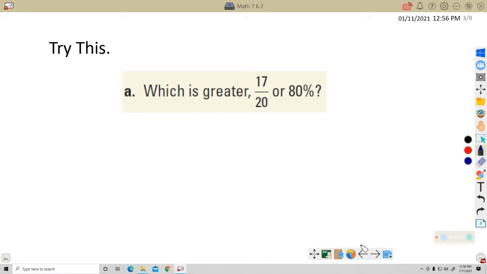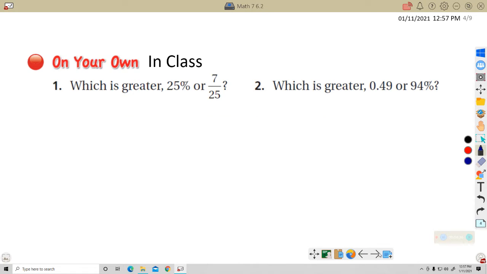Okay, give this one a try, which is greater, 17 over 20 or 80%. Remember, you're looking for a common form you can put them both into. You should be able to manipulate these figures and go between them. Okay, so pause the video if you need to, and I'll join you on the next screen.